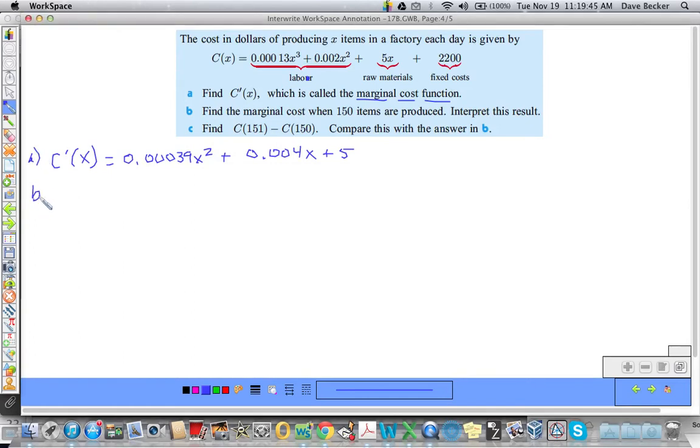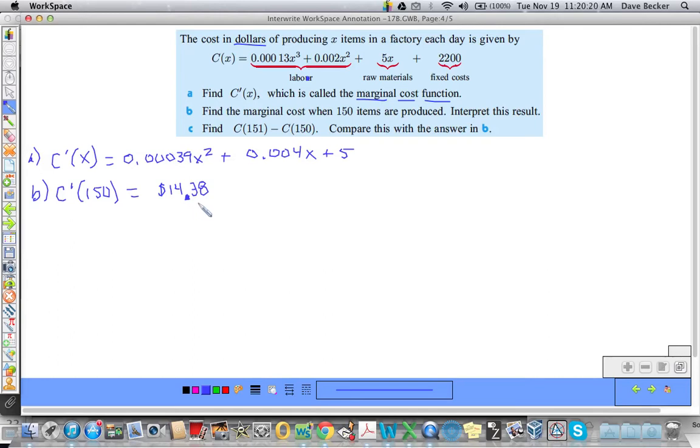So B, find the marginal costs, that's the derivative, when 150 items are produced. Interpret this result. Okay, so C prime of 150, meaning we replace X with 150, and I will save you the trouble, and I will tell you that's equal to $14.38. We know it's in dollars because that's what it says right there. Okay, so if you replace X with 150, you get $14.38. Now, what in the world does this mean?